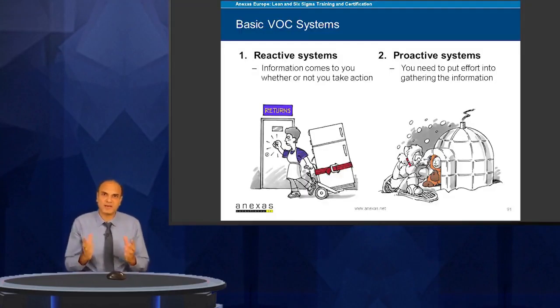There are two ways of collecting the voice of customers. One is reactive systems and another one is proactive systems. Reactive systems means information comes to you whether or not you take any action, like for example, customer complaints. And in proactive systems, you need to put effort into gathering the information.